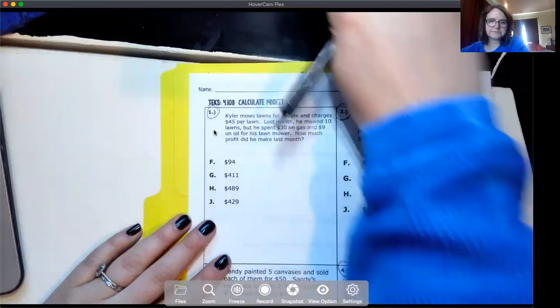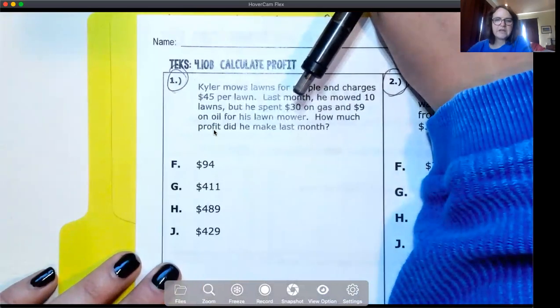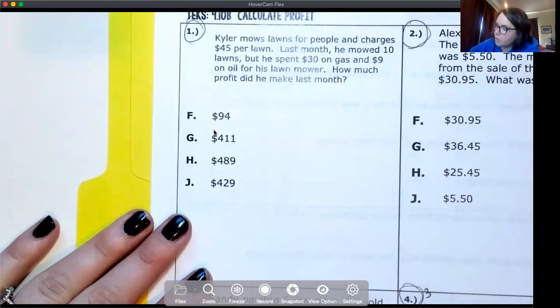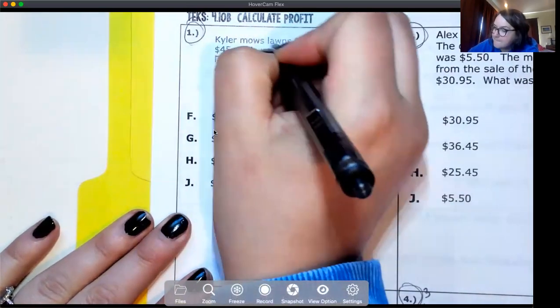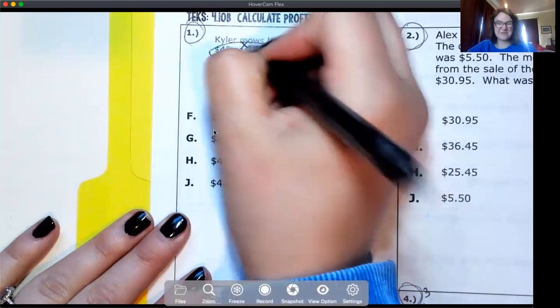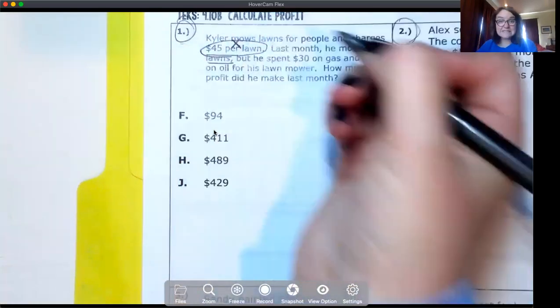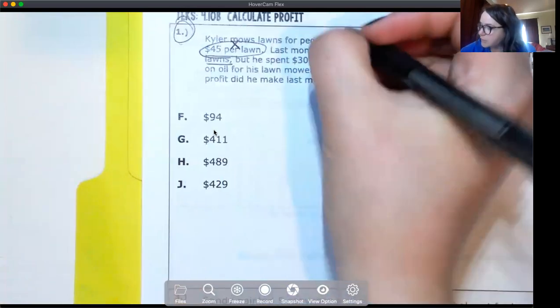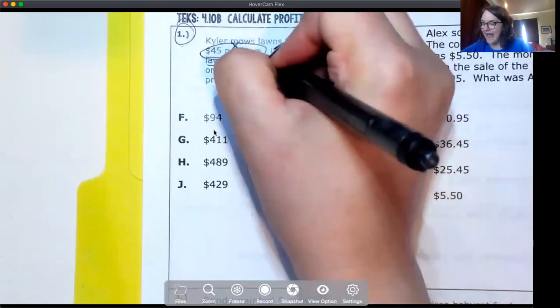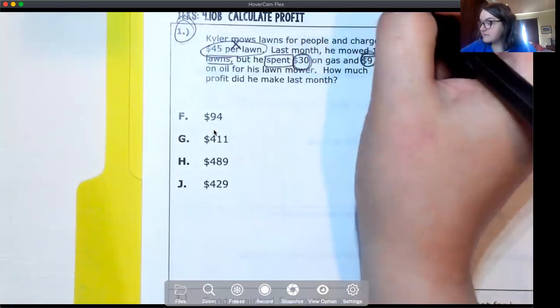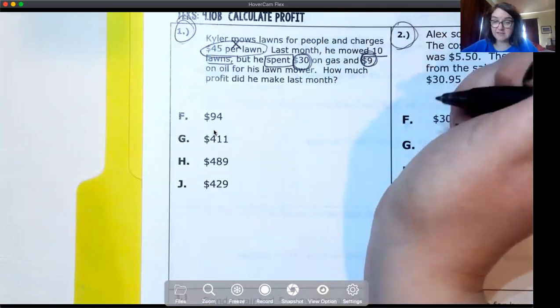So number one, Kyler mows lawns for people and charges $45 per lawn. I know when I say per that we're probably going to multiply. Last month, he mowed 10 lawns, but he spent $30 on gas and $9 on oil for his lawnmower. How much profit did he make last month?